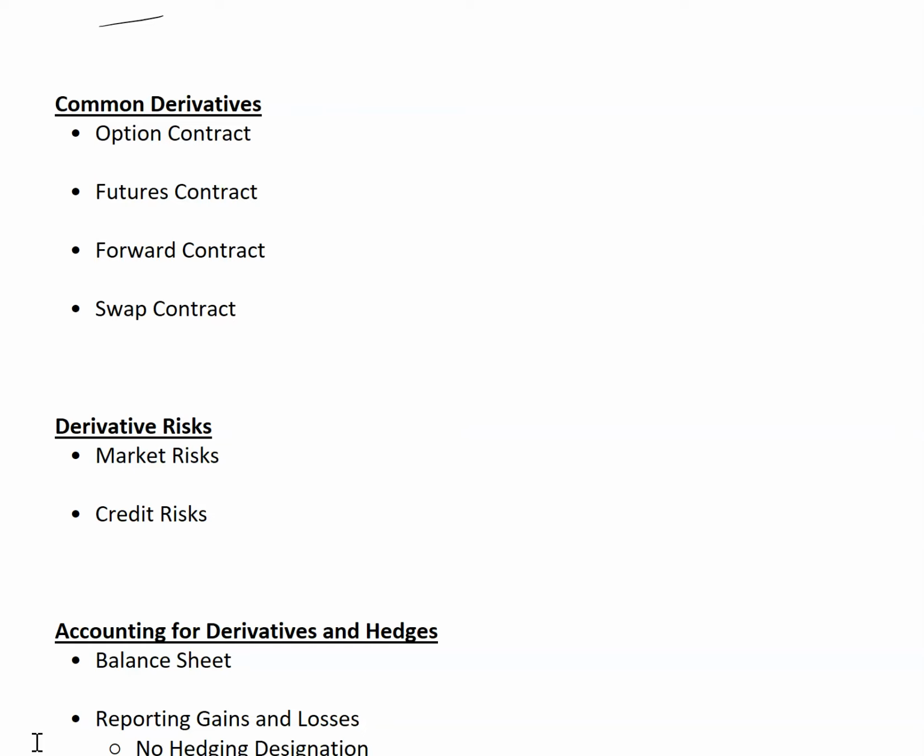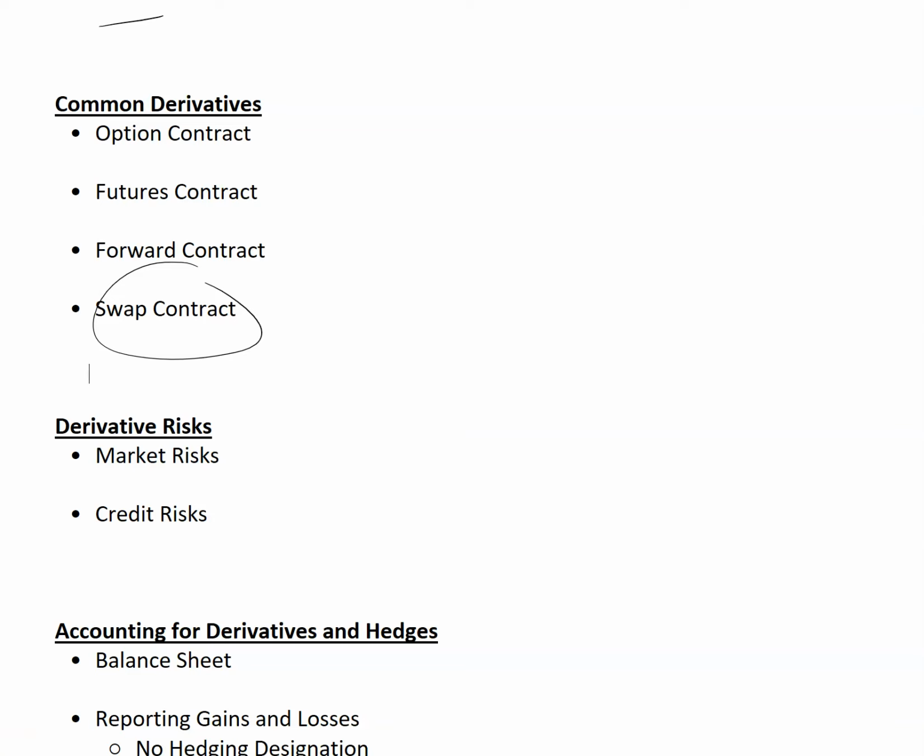And then you have the swap contract. For swap contracts, you have two parties, and here they usually will do the contract through an intermediary and they exchange future cash payments. One common example is the interest rate swap, where one party pays a fixed rate and another party agrees to pay a variable rate. It could also be a currency swap, or an equity or commodity swap, but interest rate swaps and currency swaps are very, very common.